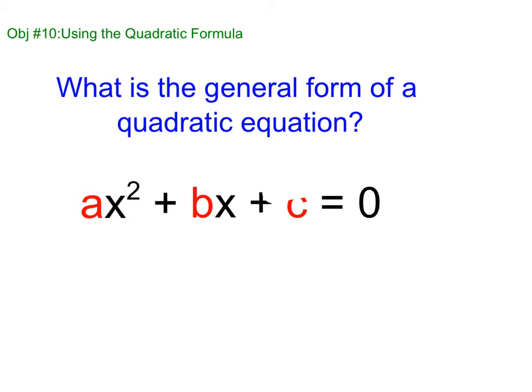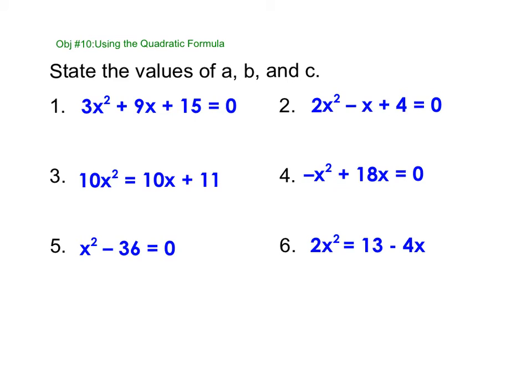Okay, so the general form for a quadratic equation, we already mentioned, is ax squared plus bx plus c equals 0. So notice you have that 0. Now that's important because for this formula we're learning today, you need to be able to identify a, b, and c. All right, so pause the video and write down what values you get for a, b, and c.